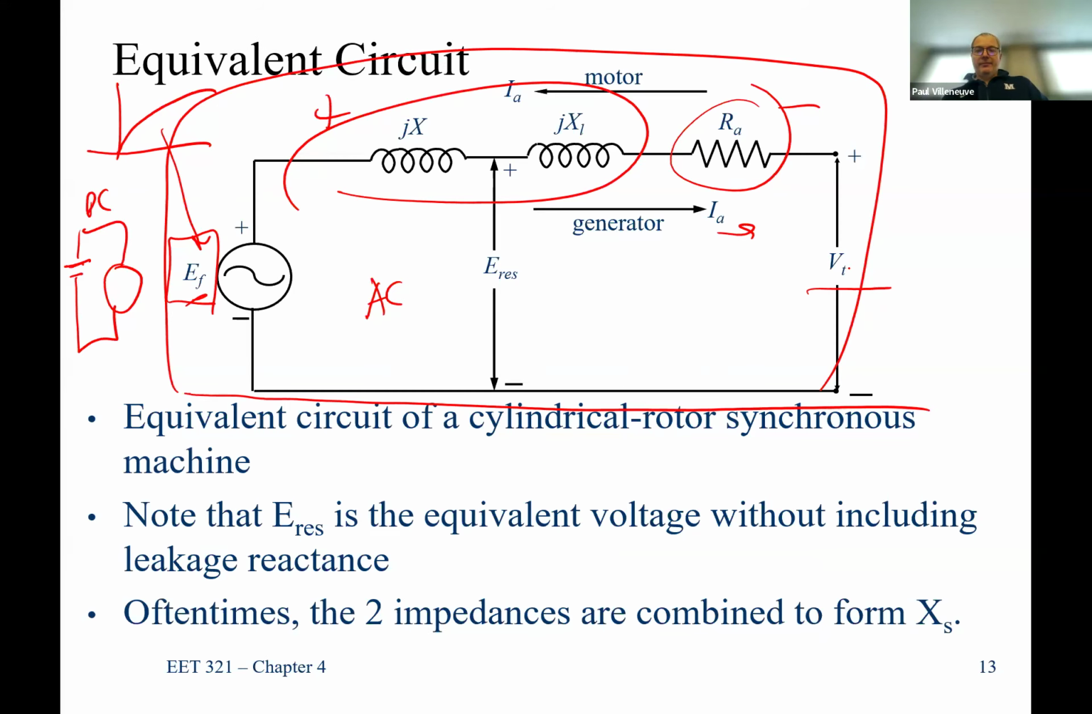What did that say at the bottom? Combines to form X1. Synchronous reactance, X sub S.